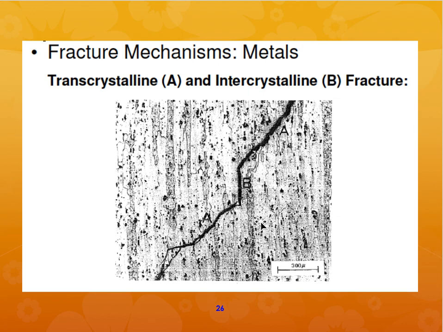But suppose you are at a temperature much lower than that, what happens? If you apply enough stress, it will go through the grains. So that is called a transcrystalline failure. Okay. So those are the two types of failures that you will typically find in metals.